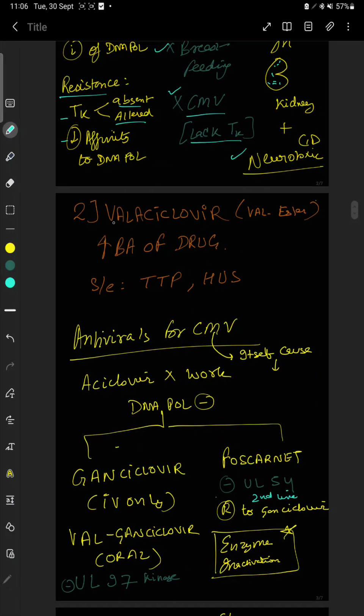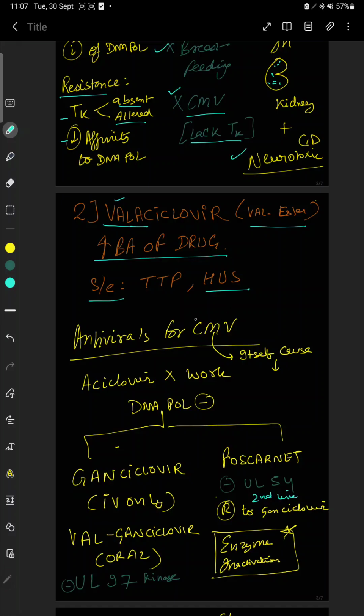There is another form of acyclovir where a valine ester is inserted in the drug. It is called valacyclovir. What this valine does is increase the bioavailability of the drug. But the side effects are thrombocytopenic purpura and HUS.